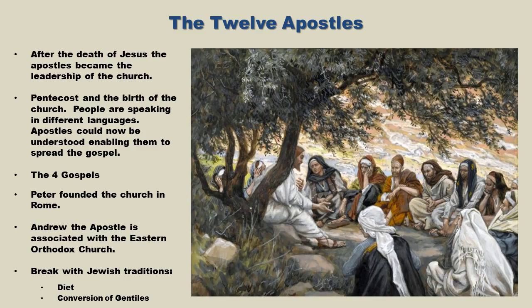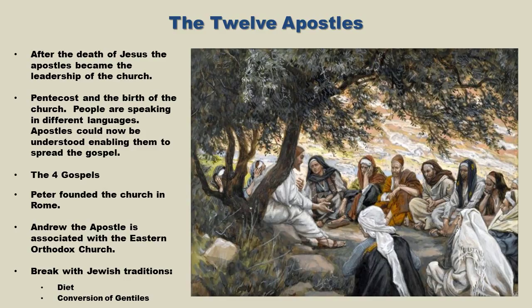Now, after the death of Jesus, the apostles became the leadership of the church, and some important events happened. The first was the Pentecost, and you had all of these different tribes speaking different languages and different tongues. And so the birth of the church really occurred at Pentecost, because the apostles could now be understood universally by many different tribes and people speaking different languages. And so this enabled them to spread the gospel.